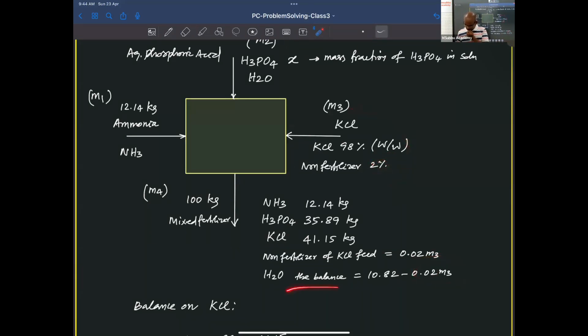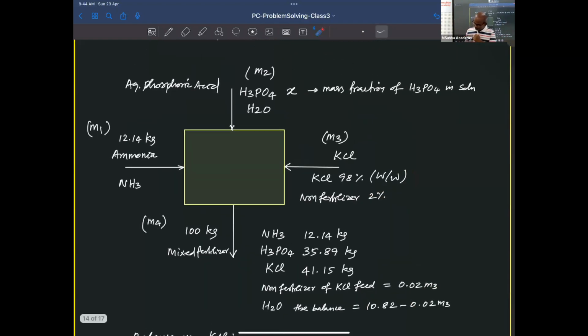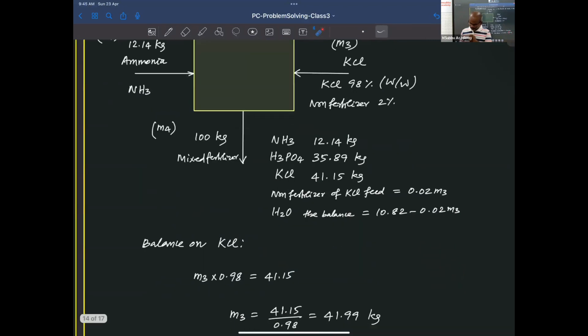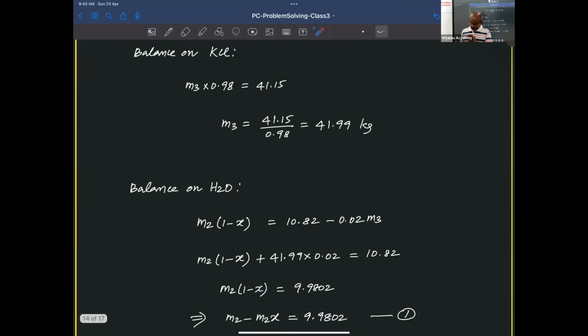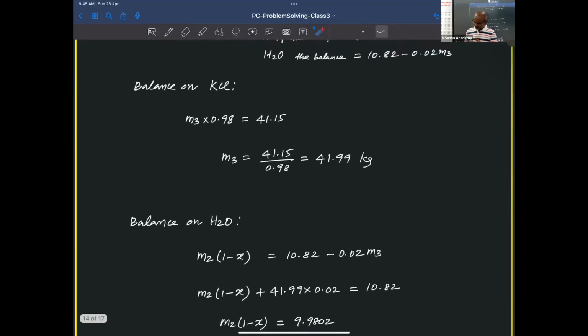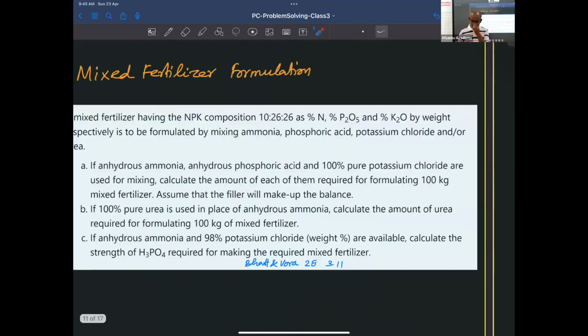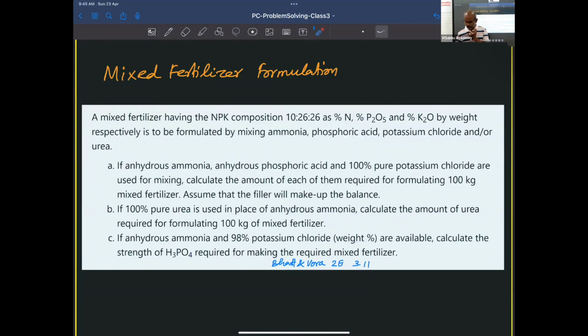So from that I'm getting the equation for water of the product. Water of the product in terms of M3 is available. Then we could solve for the rest of the part. Okay, nice learning on these three problems. One is about simple mixed acid formulation. Another is about an evaporator problem with salt crystallization. The third one is about mixed fertilizer formulation.